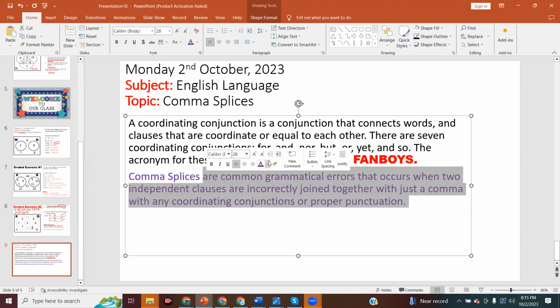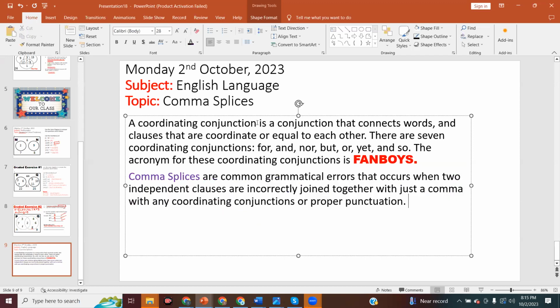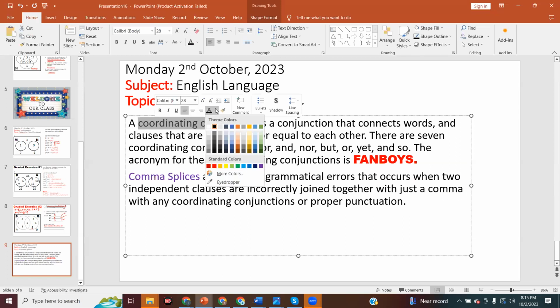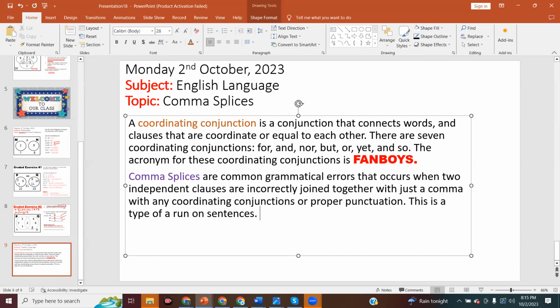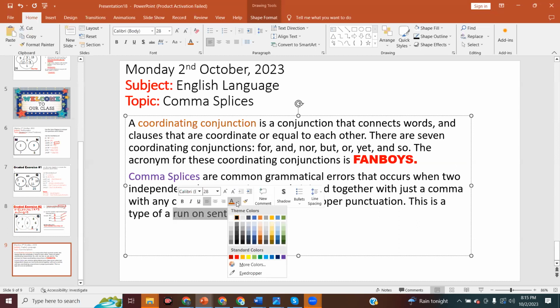So the reason why some of you are not doing well in English is because you are making errors with comma splices. What ends up happening with a comma splice is that the quote unquote sentence that you have ends up being what we call a run-on sentence. So a comma splice is a type of run-on sentence. That's the theme that we are on right now. We are in the theme of run-on sentences, and comma splices are one of the ways that people create run-on sentences.